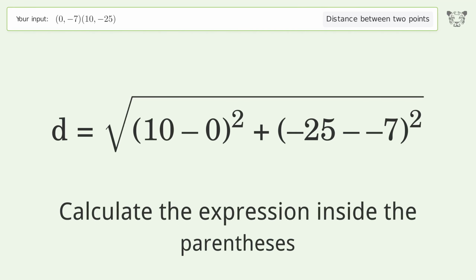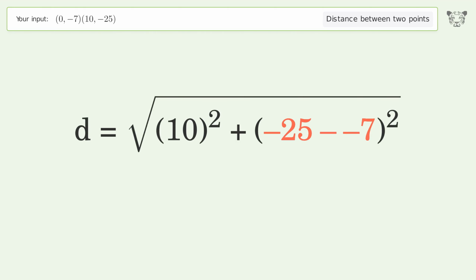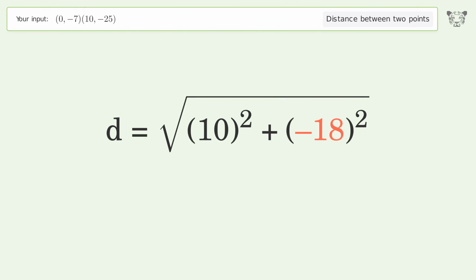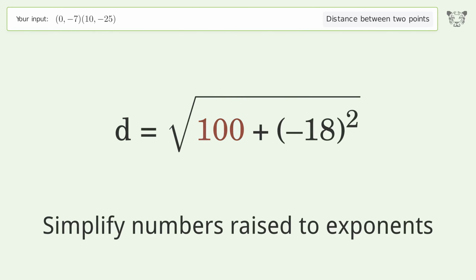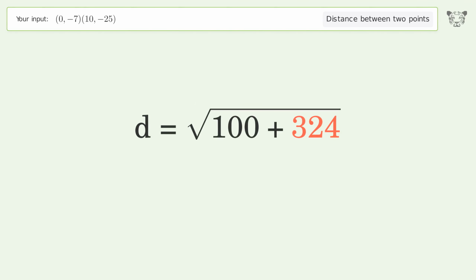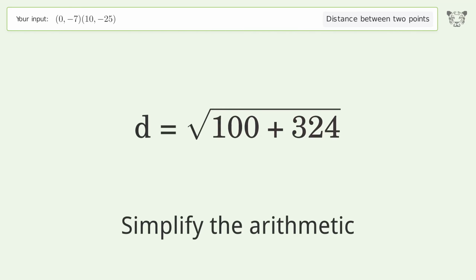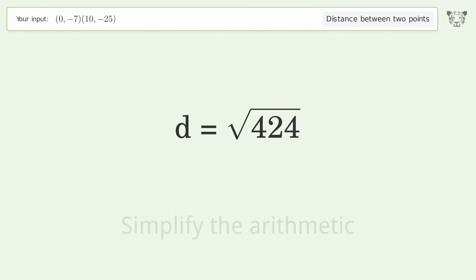Calculate the expression inside the parentheses. Simplify numbers raised to exponents. Simplify the arithmetic. And so the distance between the 2 points is the square root of 424, or 20.591.